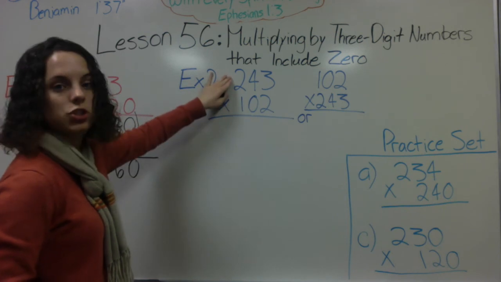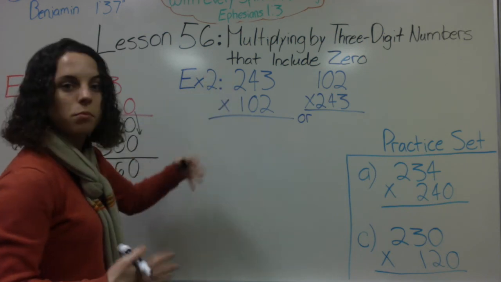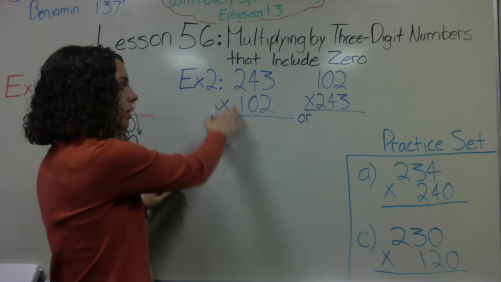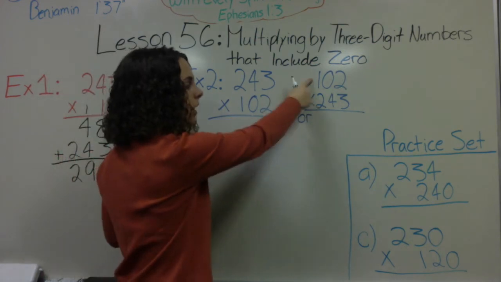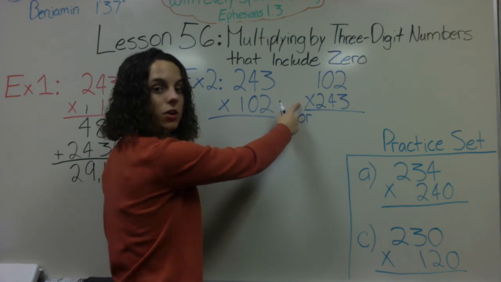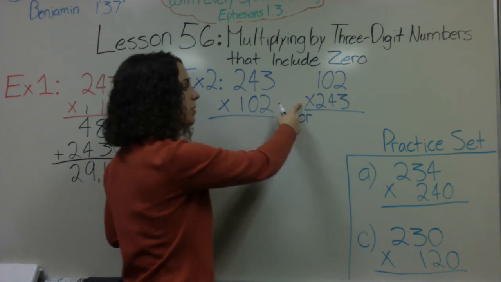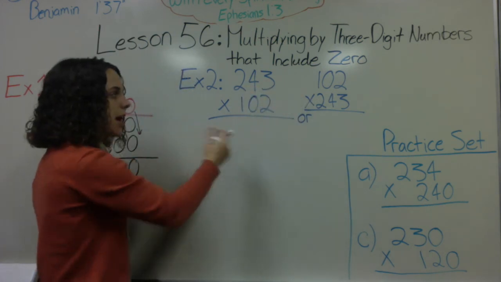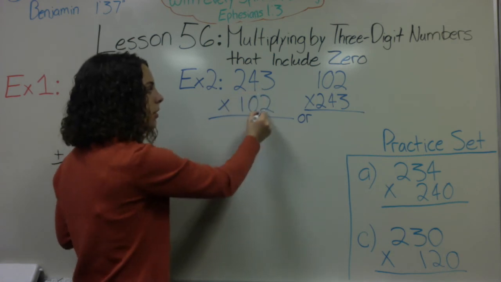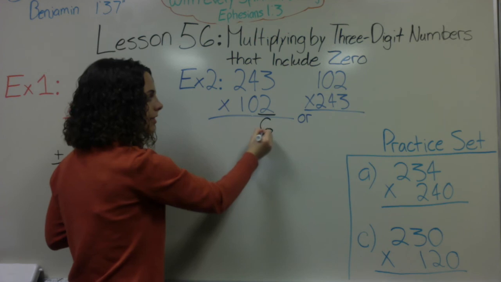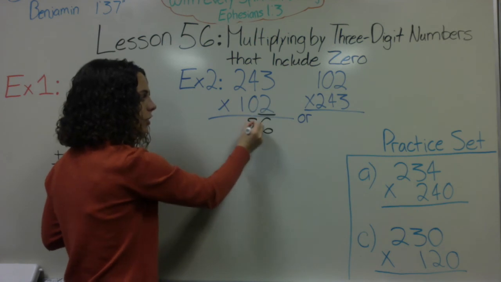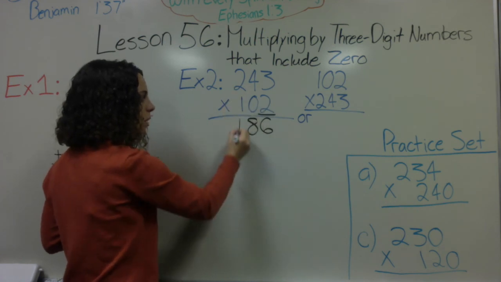So we can approach this two different ways. Well, more than two different ways. But I can do 243 times 102, or flipping the factors, 102 times 243 is also acceptable to get less confused with the 0 in the middle. So this is how I'm going to solve this problem. 2 is still in the ones place, so 2 times 3 is 6. 2 times 4 is 8. 2 times 2 is 4.